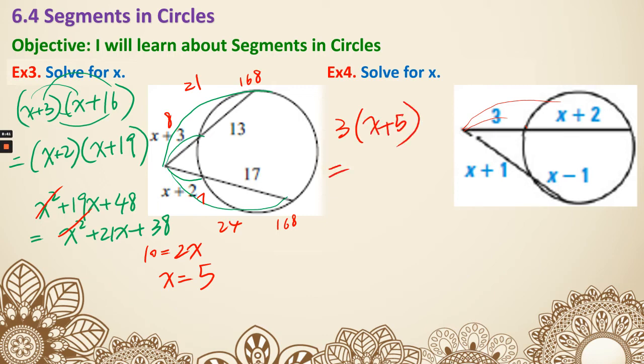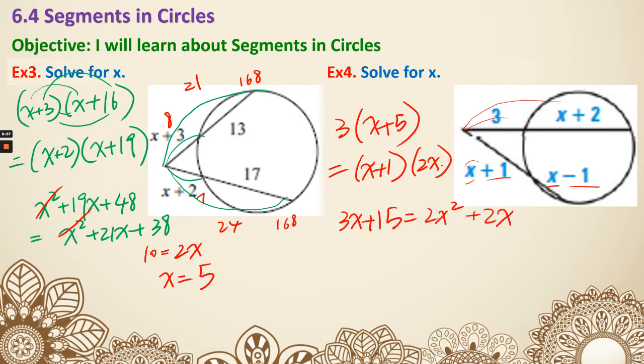For the other one, external part is x plus 1. The whole thing is x plus 1 plus x minus 1, which is 2x. Now distribute: 3x plus 15 equals 2x times the 2x is 2x squared, 1 times the 2x is plus 2x. I can now set one side to 0 so I can solve the quadratic.